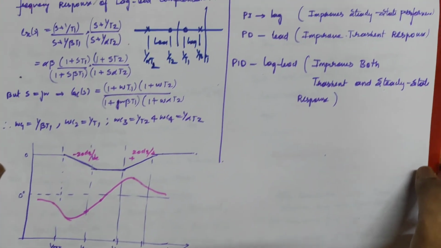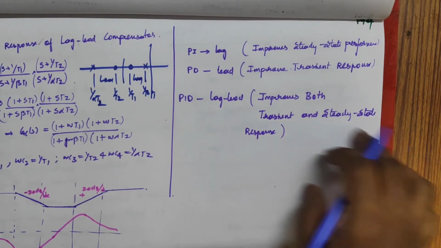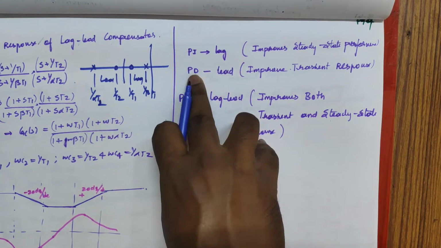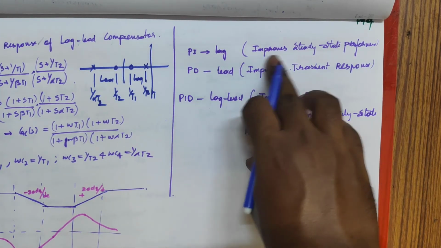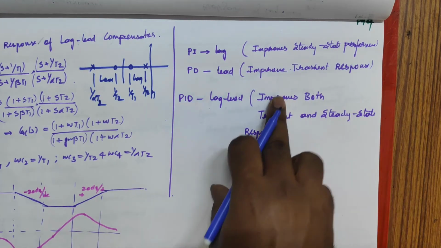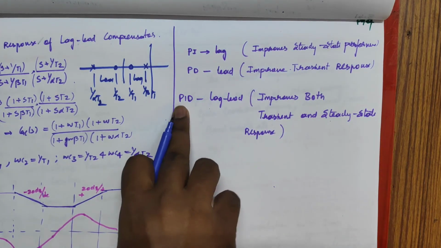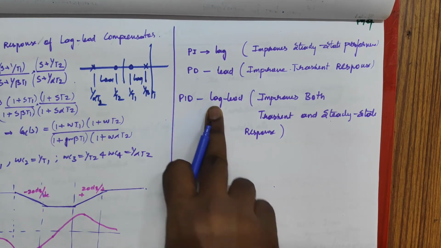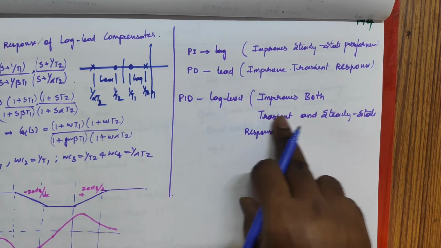So finally, this is the main thing I wanted to convey. PI means lag controller, PD means lead controller. Lag will improve the steady state performance, and lead will improve the transient performance, and PID will give the balance of lag and lead, improving both the transient and steady state response.